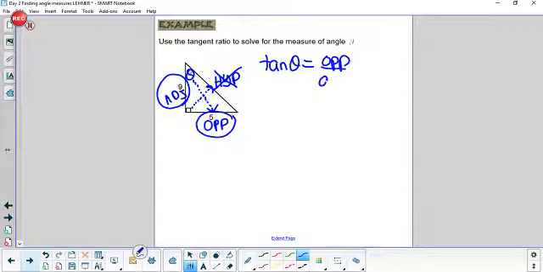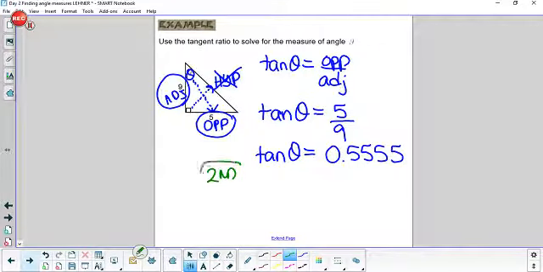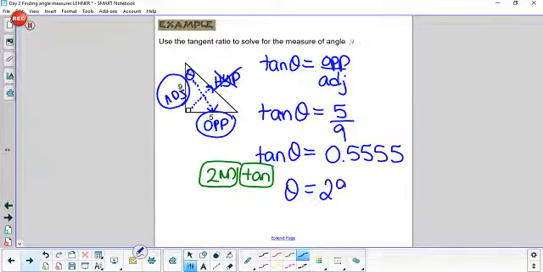Tan is opposite over adjacent. We do not know our angle measure, so we're looking for tan theta. The opposite side was 5, the adjacent side was 9. Divide 5 divided by 9, 0.5555. Use your second tan. You are going to get theta equals 29.1 degrees.